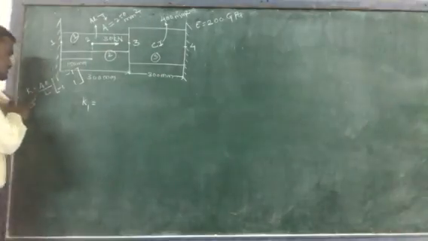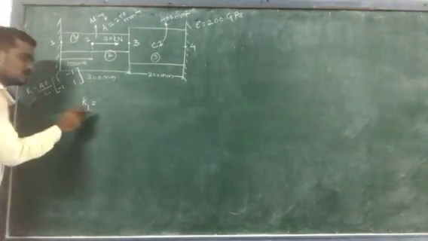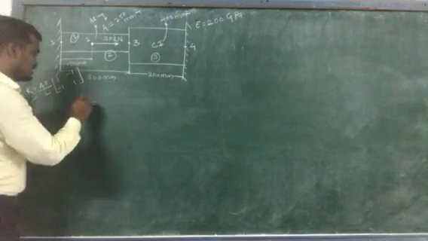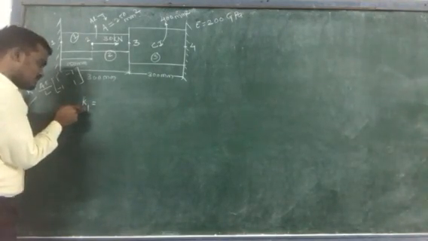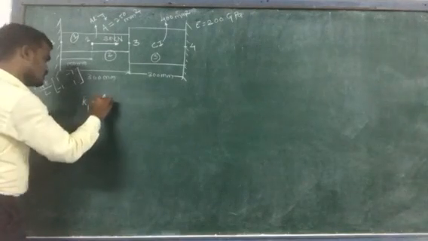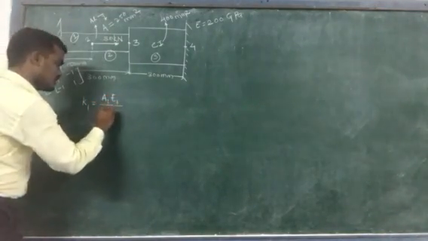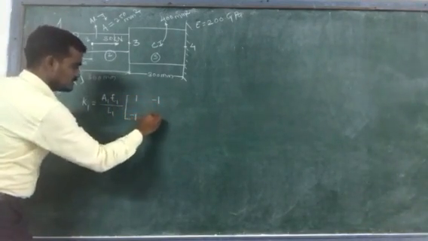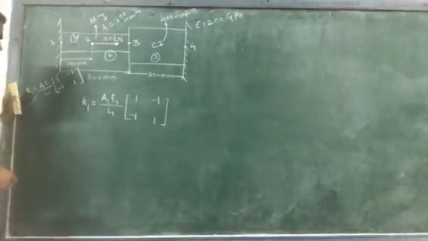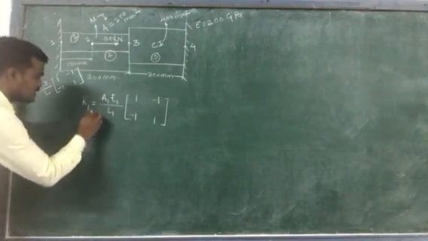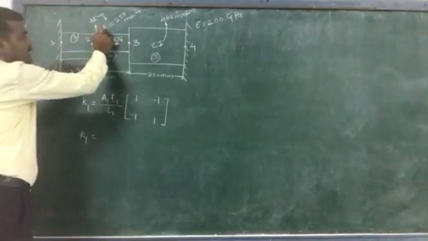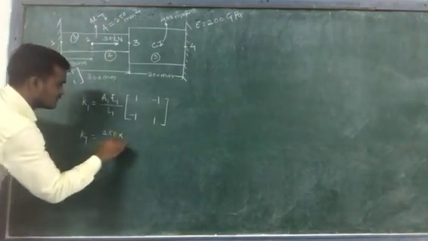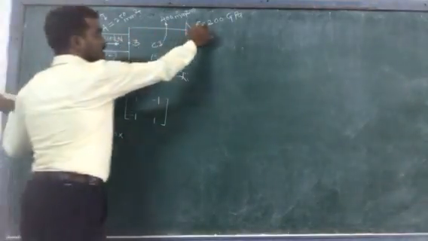Now, by using this elemental stiffness matrix for rod element, we will find out the elemental stiffness matrices for this given system. So K1 is equal to A by L. Actually, we are applying this for the first element. So it will become A1 E1 by L1 in bracket 1 minus 1 minus 1 1. Okay, so K1 will become, now A1 is what? A1 is given, for this element, equal to 250 mm square, into E1. E1 is what? 200 gigapascal.